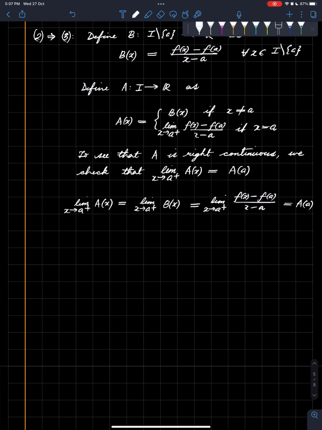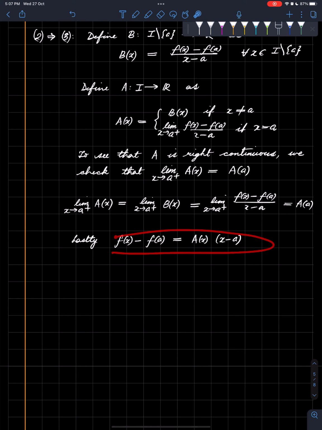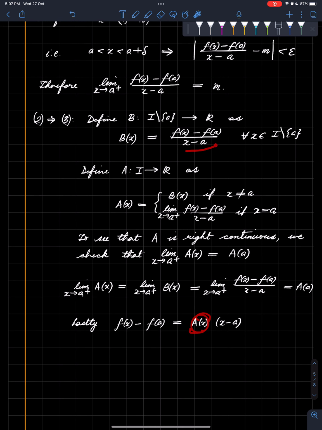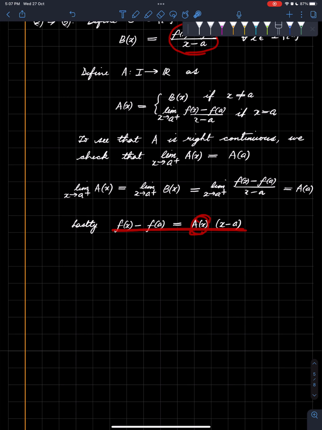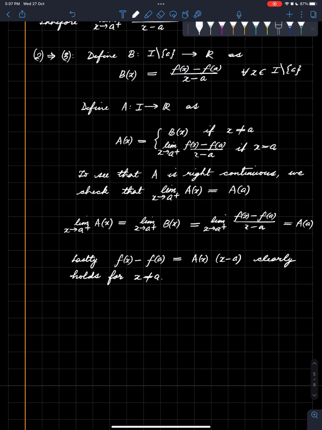And lastly, it is clear that f(x) minus f(a) equals A(x) times (x minus a). Why is that? Because if you substitute x equals a, then both sides become 0, so there is no problem. And if x is not equal to a, then A(x) is just B(x), and the way B(x) is defined, you'll see that these two things are equal. So clearly it holds for x not equal to a. And that's it. So this means 2 implies 3.